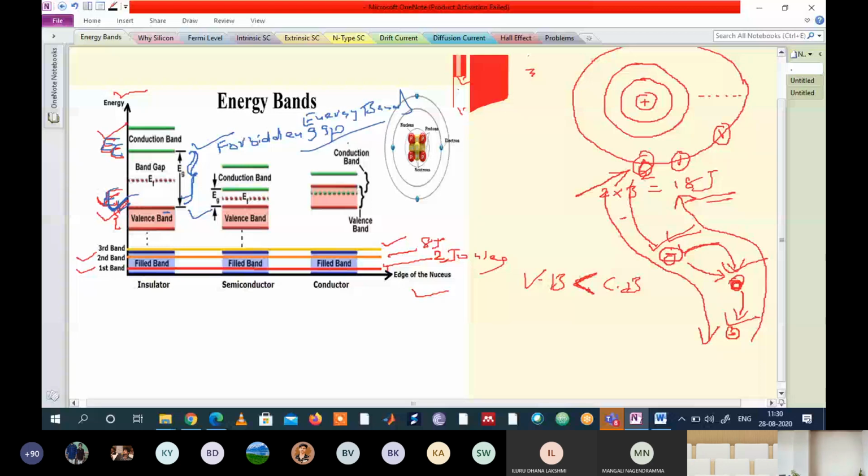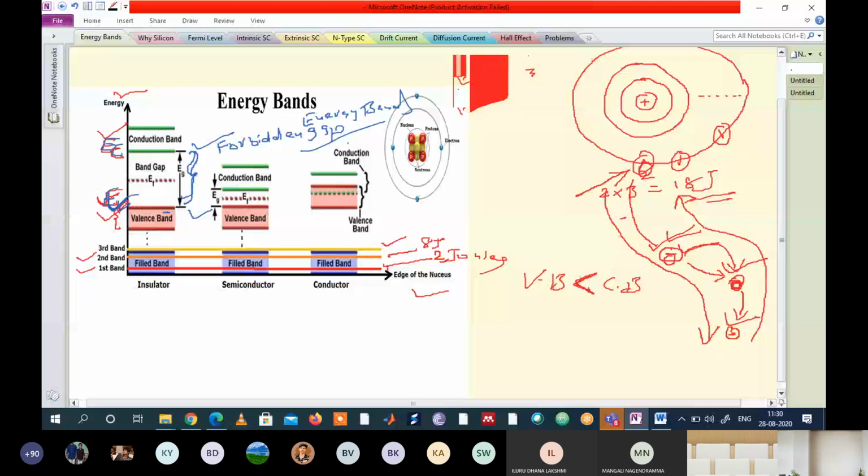Now the subject goes like this. What happens if forbidden energy gap is very large? What happens if forbidden energy gap is small? What happens if there is no forbidden energy gap? So the subject goes like this. What does the subject mean?